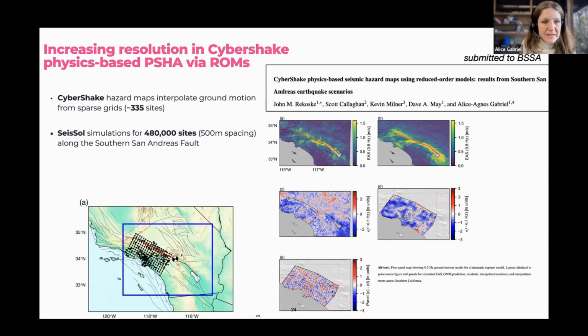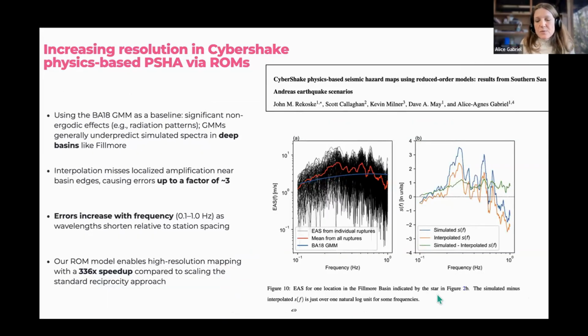You can see this in this figure here. This is what it typically looks like. So we've been building forward simulations and a reduced order model for 480,000 sites. So that allows us to look at ground motions at a 500-meter grid resolution in all of this blue box along the southern San Andreas Fault. And we can do this for large earthquakes because we can use this to represent kinematic sources. This is just one result that I have time to show.